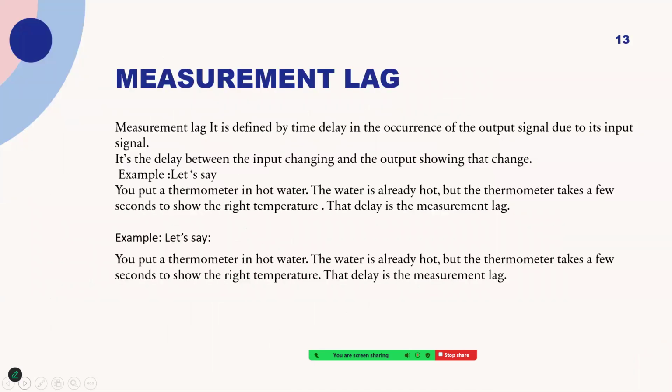What is measurement lag? We all know that when we apply input to any system, the output does not appear instantly, but it will take some time to show the output. This is known as measurement lag. We have seen the example of a thermometer detecting a hot temperature: it takes a few seconds to show it on the display. So this is the measurement lag of the system. It is the delay in the occurrence of the output signal relative to its input signal.